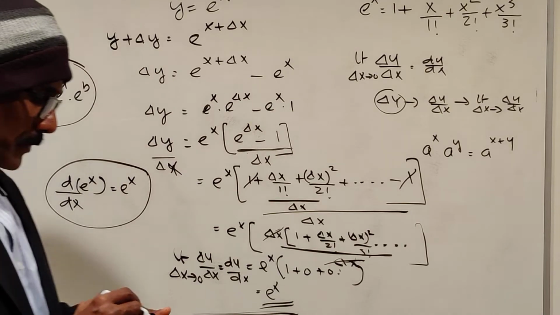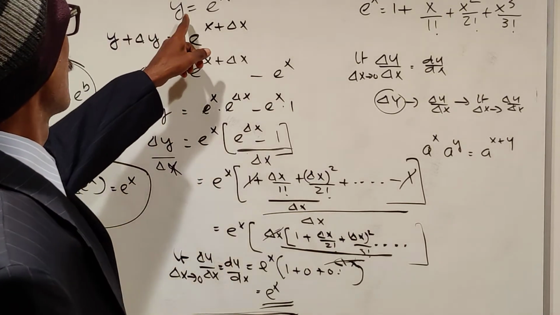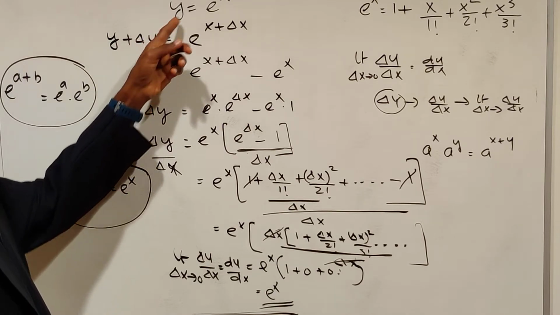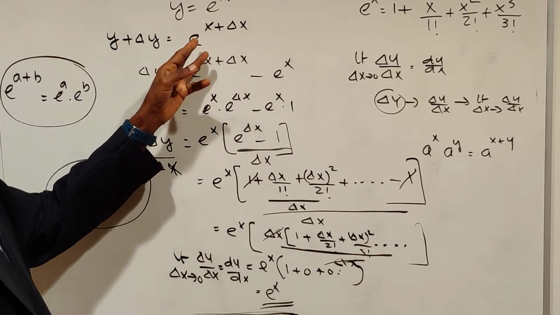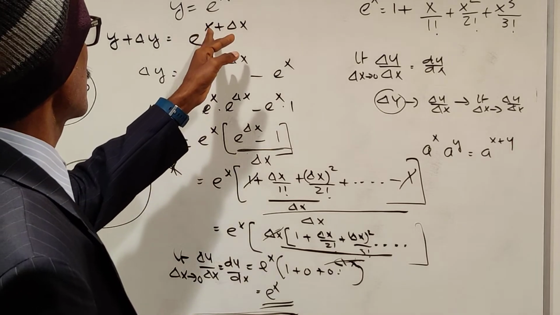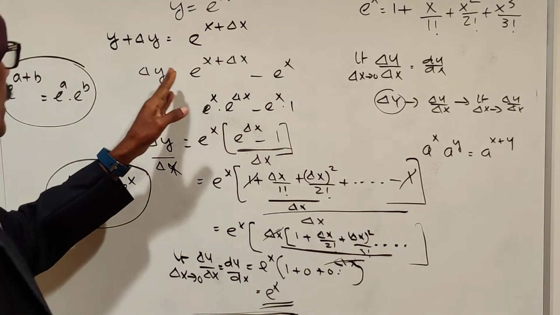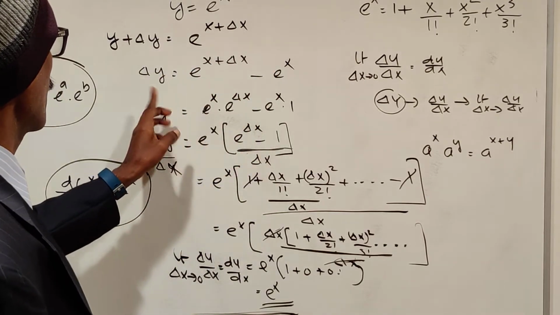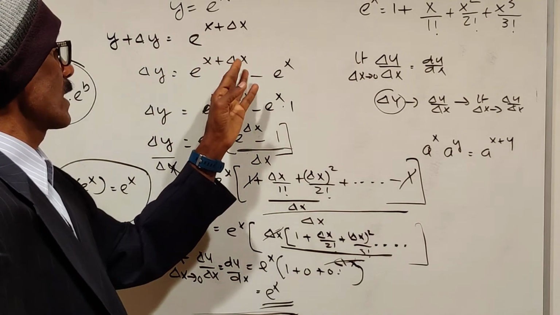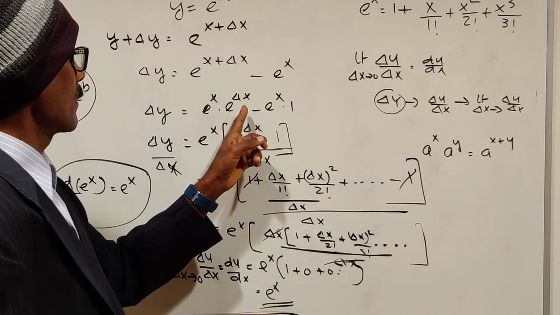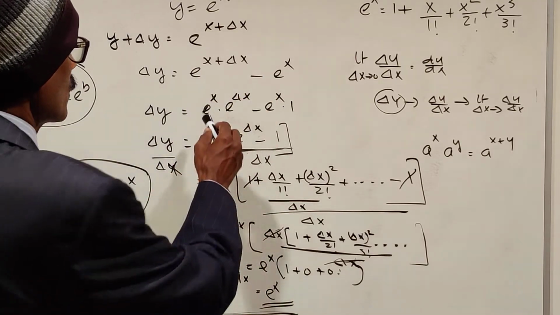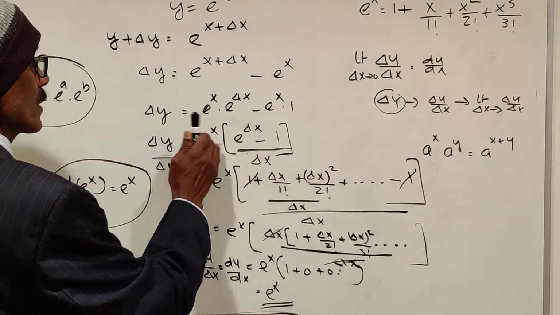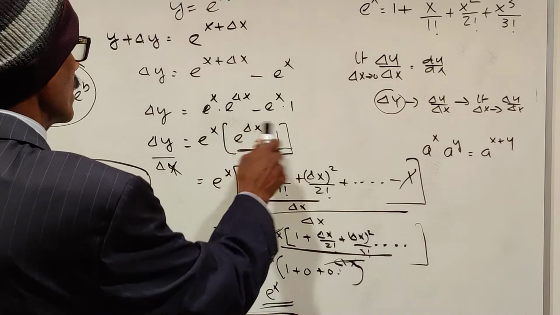So one more time, guys. y is equal to e raised to x. Given an increment to y, that is y plus delta y, the corresponding increment on x is e raised to x plus delta x. Delta y equals e raised to x plus delta x minus y, minus e raised to x. Delta y equals, what is e raised to x plus delta x? e raised to x into e raised to delta x, minus e raised to x. Then take e raised to x as a common factor. So delta y is equal to e raised to x into e raised to delta x minus 1.